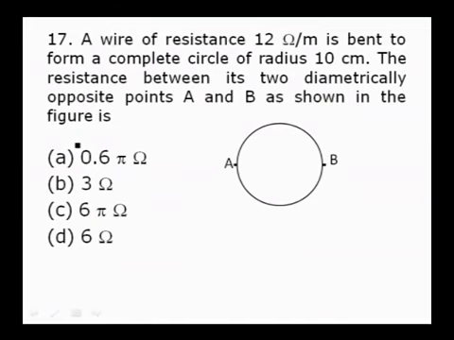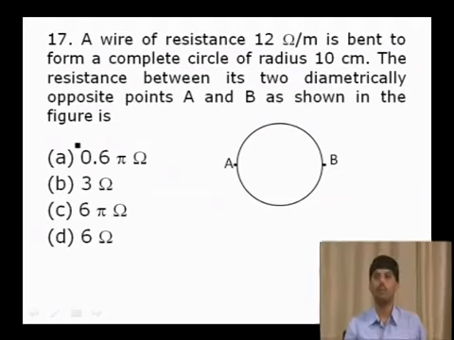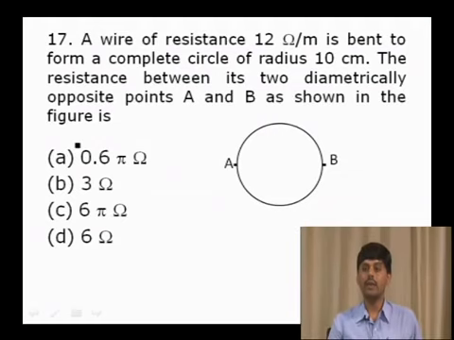Question number 17. A wire of resistance 12 ohm per meter. They were not given the entire resistance of the wire. They were given resistance per unit length. That is, a wire of resistance 12 ohm per meter is bent in the form of a complete circle of radius 10 centimeter. The resistance between its two diametrically opposite points A and B shown in the figure is: A 0.65 ohm, B 3 ohm, C 6.5 ohm and D 6 ohm.